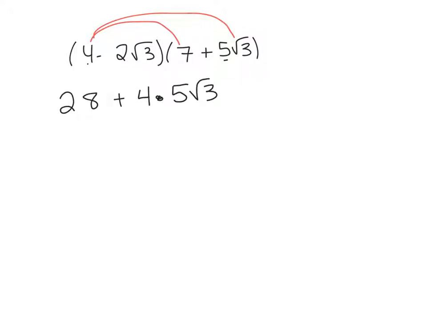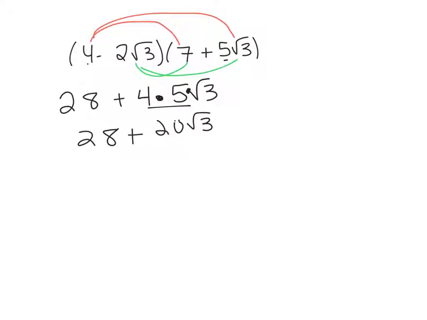And the 4 and the 5 are going to get to multiply together. And everything, these numbers are all being separated by multiplication. So we get to multiply our 4 times 5 and get 20, and then that's being multiplied times the square root of 3. And I'm going to carry that 28 down. And now I'm ready to distribute my negative 2 root 3.